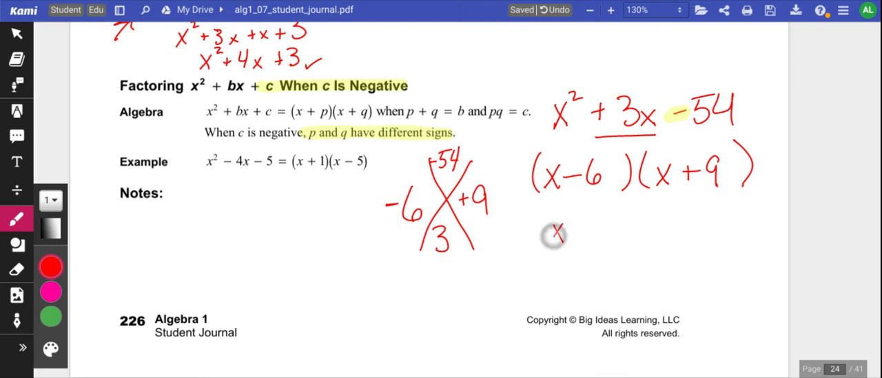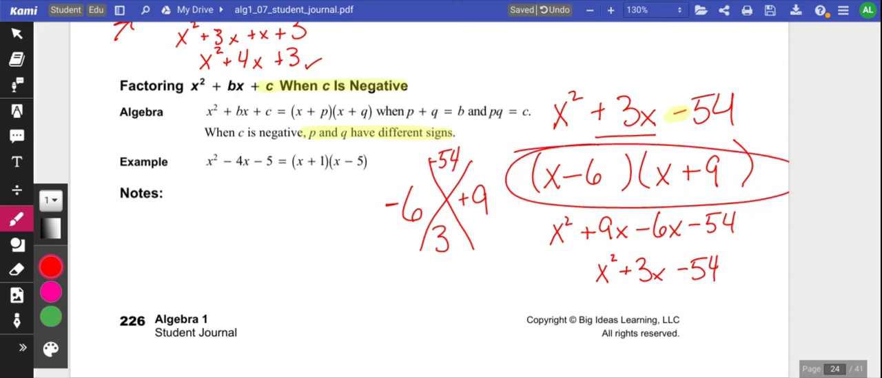I'm going to say, okay, that's x squared plus 9x minus 6x, and then minus 54. I know those two middle terms combine. So 9 minus 6, I get plus 3x, and then negative 54. So these are the ones that get a little bit tricky. You have to think about your signs a little bit carefully. But I know that one is right, so x minus 6 and x plus 9, that's my final answer there.